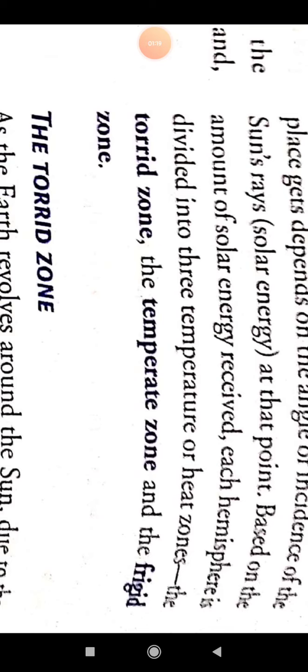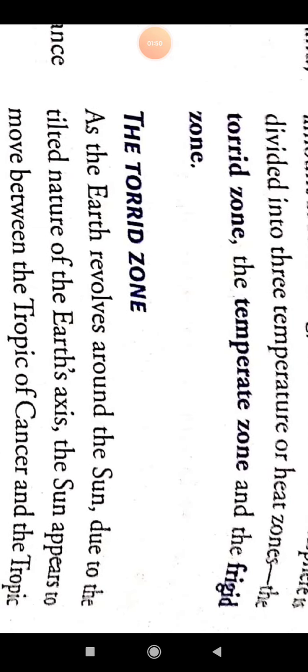How many hemispheres? 2 hemispheres, the northern hemisphere and the southern hemisphere. The earth is divided into 2 equal halves by the equator. Above the equator, that part is known as the northern hemisphere, and below the equator, that part is known as the southern hemisphere. So each hemisphere is divided into 3 temperature zones. They are the torrid zone, temperate zone, and the frigid zone.